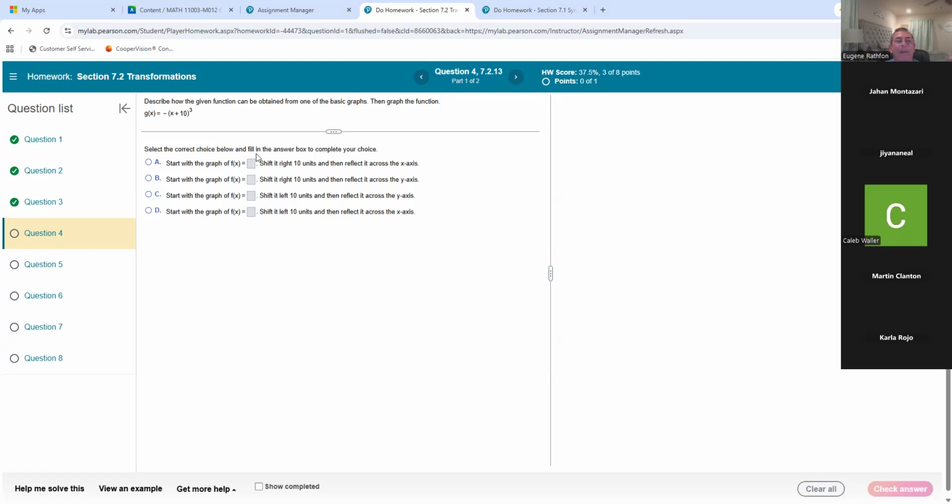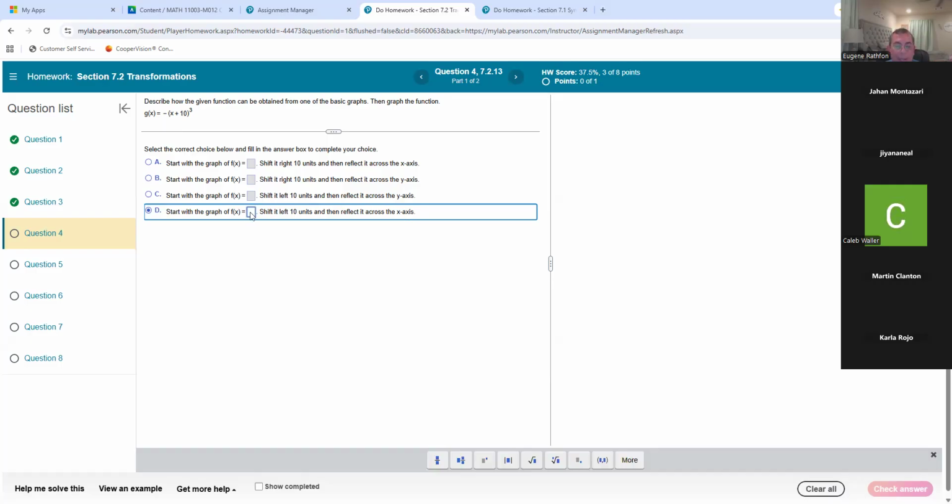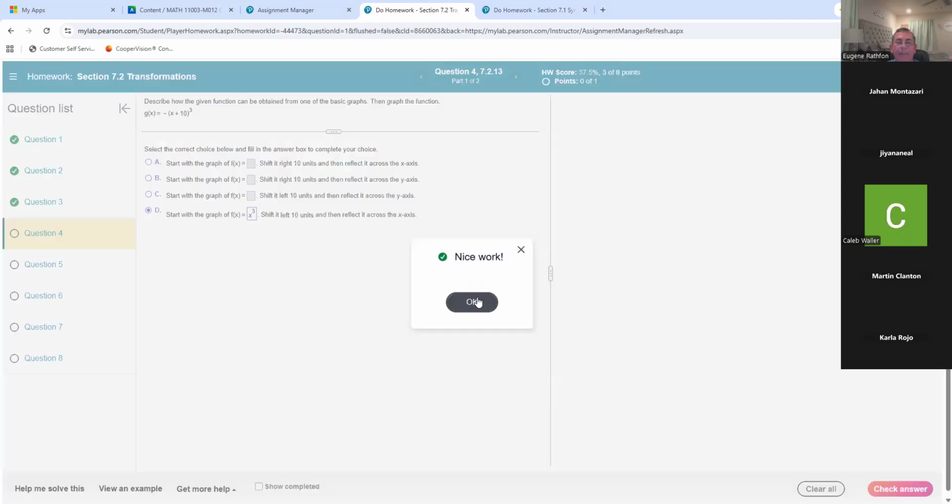Now, that negative in front reflects me over the x-axis. And y'all look, they got y-axis on C and x-axis on D. We need to go with D because the only axis we're flipping over is the x-axis, okay? So 10 left, flip it over the x-axis. Now here we got to put in our x cubed because x cubed was our basic graph. All right, y'all, I will check that answer and then we're going to graph it.